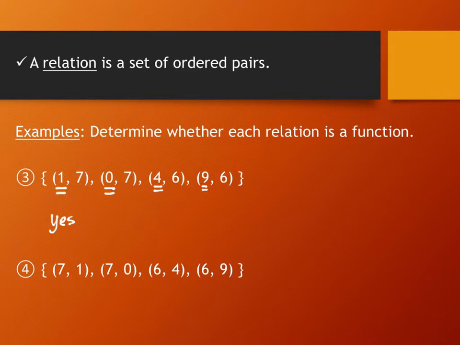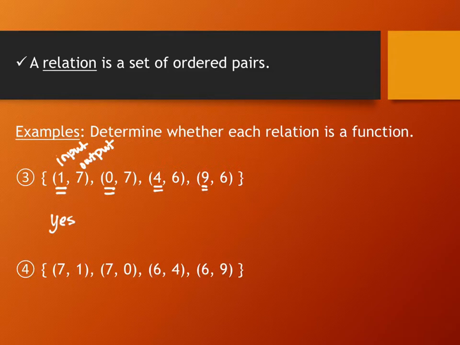Is the output the right number? Yes. So the input, 1 and 0, don't they both have 7 though? That's the output, but that's not the question, Damaris. The question is, does every input, 1, 0, 4, 9, have only one output?